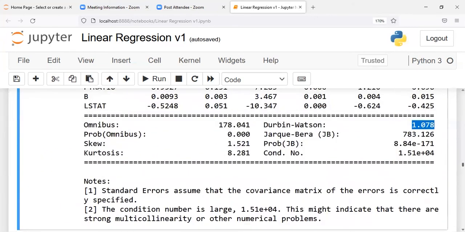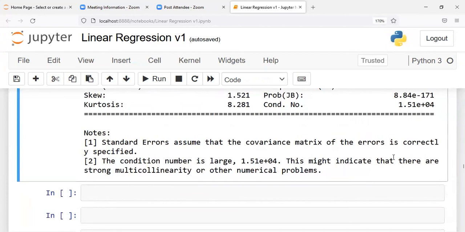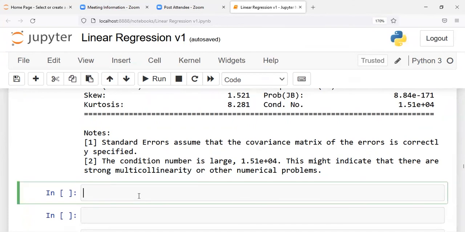Now, when I scroll down, you can look at the conditional number. This is a singular value. This single value itself confirms that there is a high multicollinearity problem in this data set. You can see the notes here, particularly the second point here, the condition number is large. This might indicate that there are strong multicollinearity or other numerical problems. I will not be talking about how to address the problem of multicollinearity in this video. Maybe another video separately I will make on addressing the problem of multicollinearity. Let's go ahead with the discussion now.